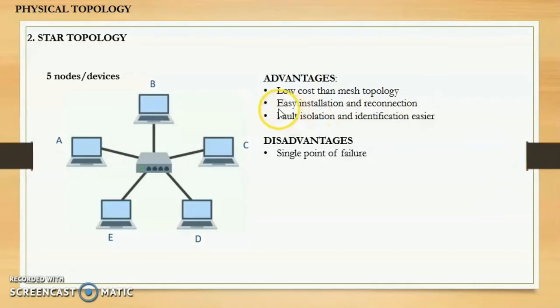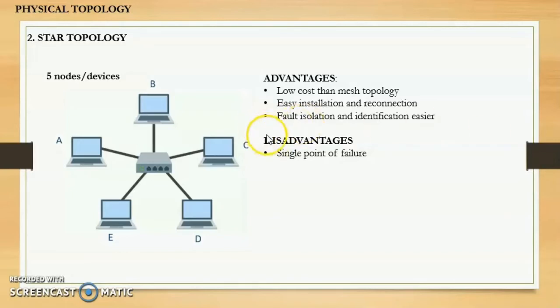The second advantage is easy installation and reconnection. The reason is that each device requires only one link in order to connect to the central controller. As a result, it is easier to install and reconfigure star topology. The next advantage is that fault isolation and identification is easier. Since every device has a point-to-point link, it is easier to identify where the problem is. Also, if any link fails, only that particular link will be affected.